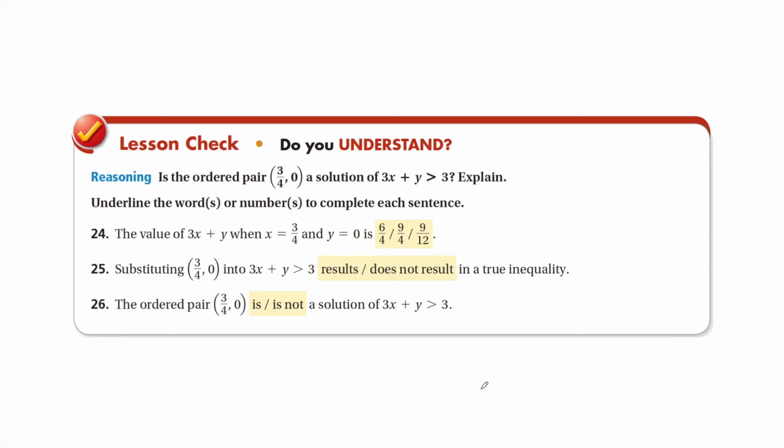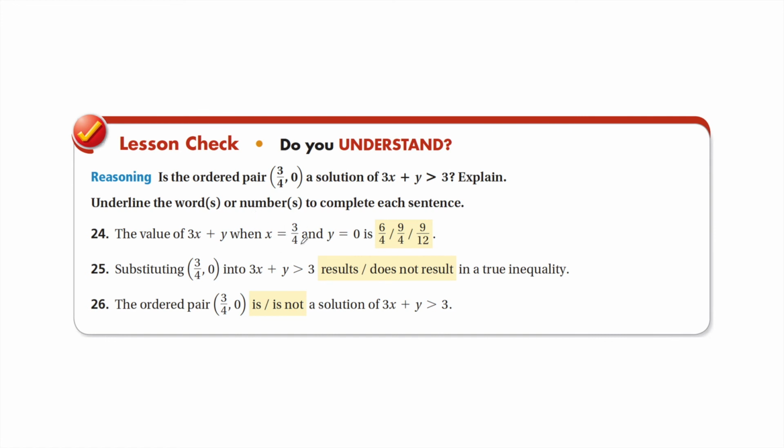And we finally made it to the lesson check, guys. Everything is almost over. Let's get going, power through this one last question. So, is the ordered pair 3 over 4, 0 a solution of 3x plus y is greater than 3? And can we explain? We're going to underline the word or words or numbers to complete each sentence. So the value of 3x plus y when x is 3 over 4 and y equals 0 is what?